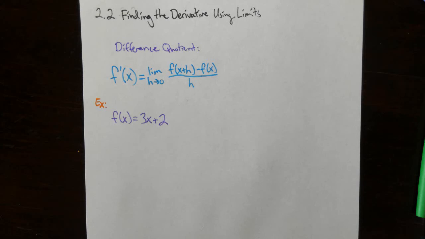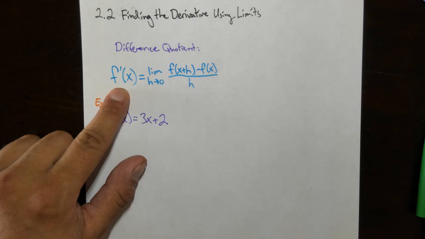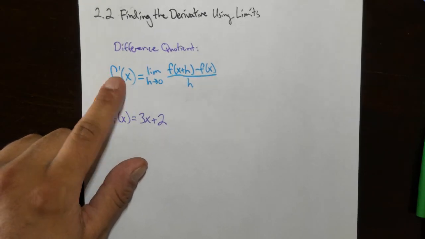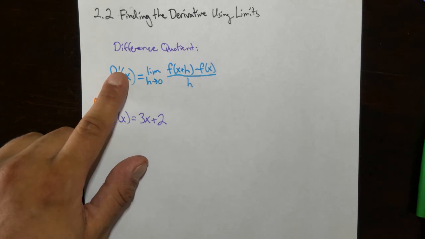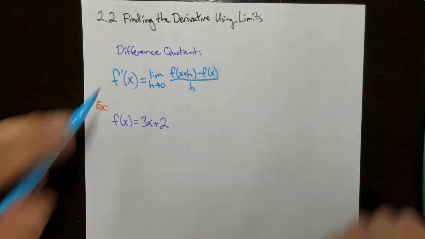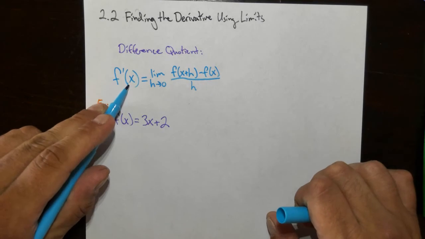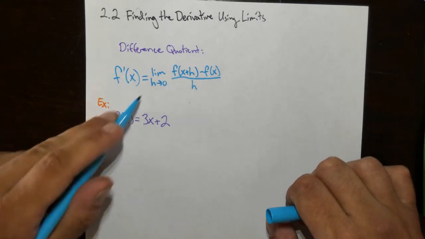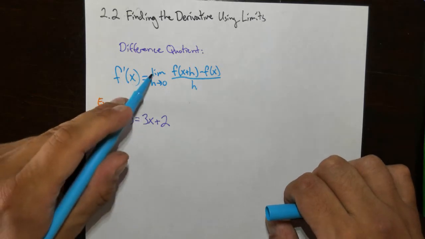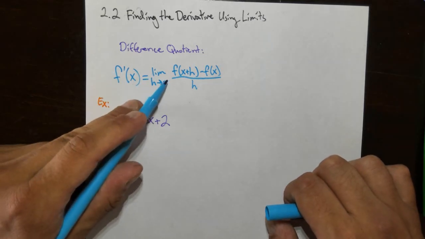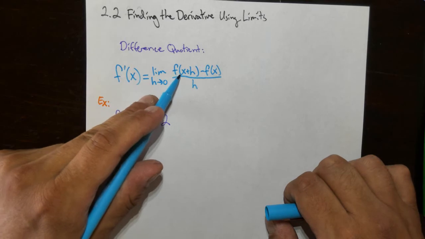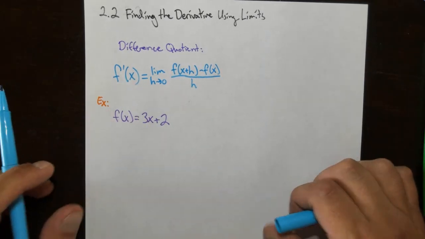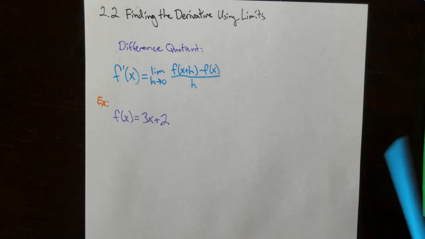And that is saying this: the derivative of f, or f prime of x, that's when you see the little apostrophe, that's called f prime of x. That's just one of the notations we use to denote a derivative, is equal to the limit as h approaches 0 of f of x plus h minus f of x all over h. So think about what's going on here.